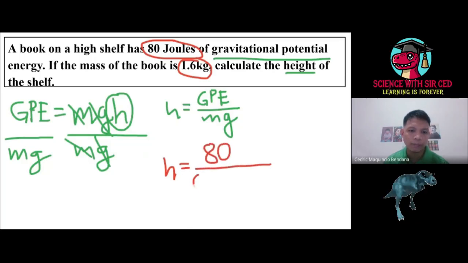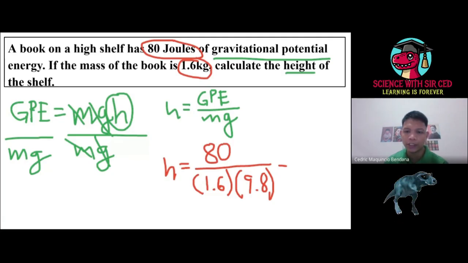divided by, what is mass? Oh, sorry. The mass is 1.6 multiplied by 9.8. Since we have something like this, okay, we multiply 9.8 to 1.6 first. So 1.6 multiplied by 9.8. You will be getting 15.68. So 15.68. Okay.